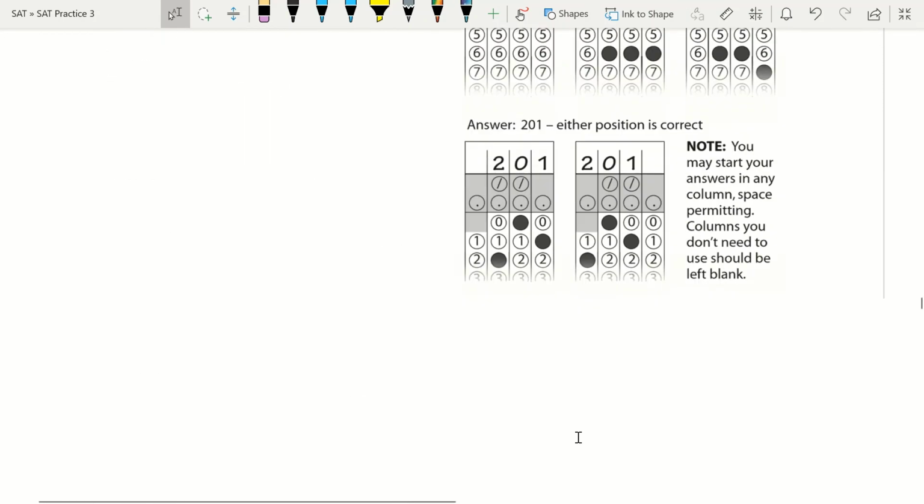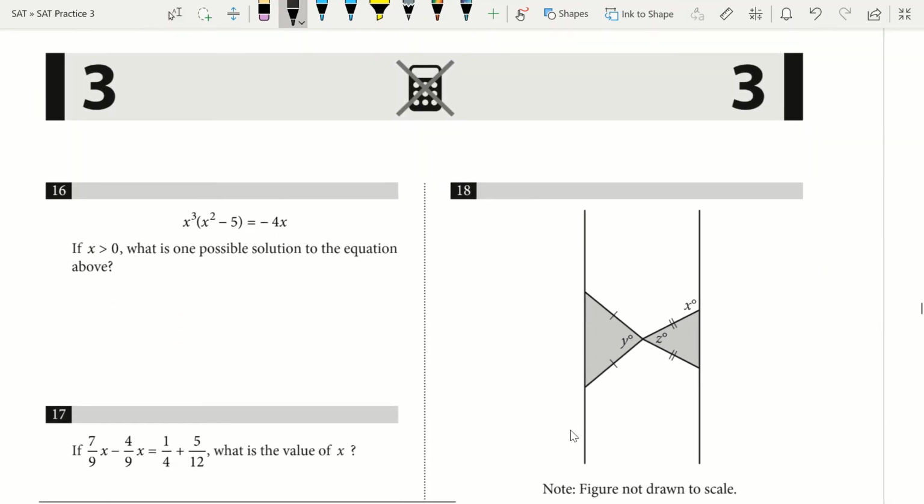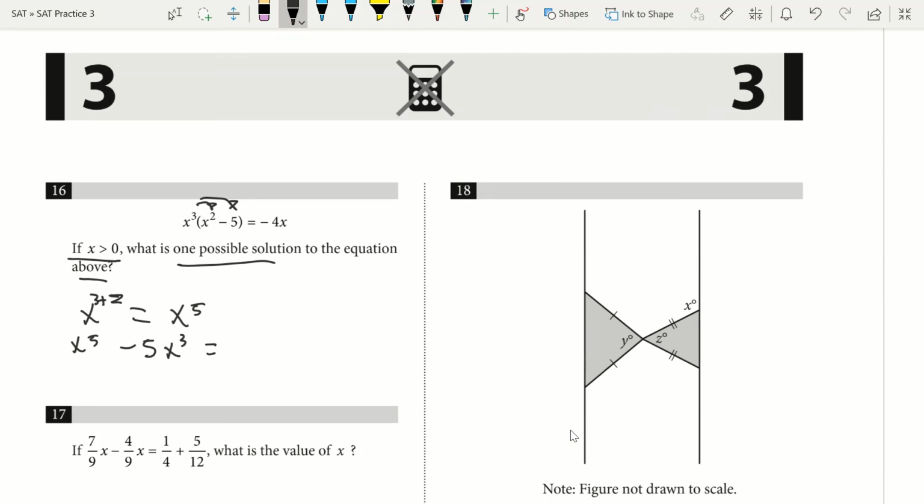Question 16. If x is greater than 0, which just means x must be positive, what is one possible solution to the equation above? Alright, so we're going to multiply our x cubed by our x squared and our minus 5. So x cubed times x squared, you add the exponents, you're not multiplying them, you're just adding them. That gives you x to the 5th, okay? So we have x to the 5th minus 5x cubed equals negative 4x.